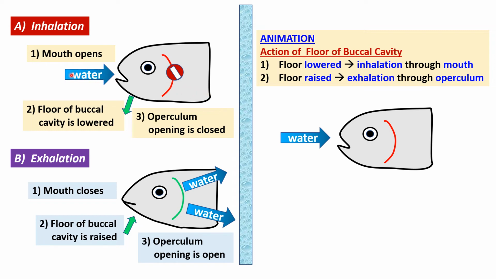Now, for inhalation, how does water enter the mouth? The floor of the buccal cavity must be lowered. This is the floor or the base of the mouth, right? The buccal cavity is the mouth cavity. And when the floor of the mouth is lowered, then the volume of the buccal cavity inside will increase, but the water pressure inside will decrease, right? So then the higher water pressure outside the fish will force the water into the mouth of the fish. The water will be drawn into the fish through the mouth.